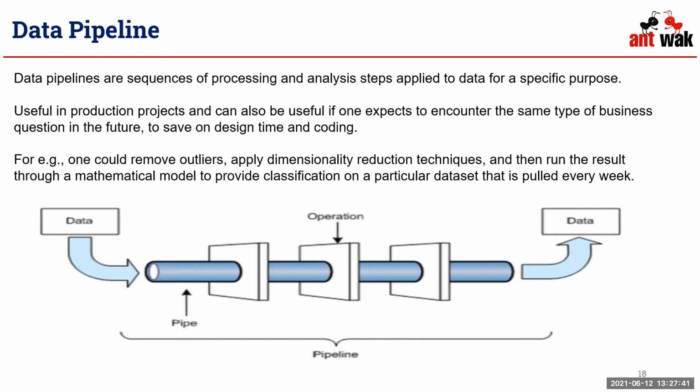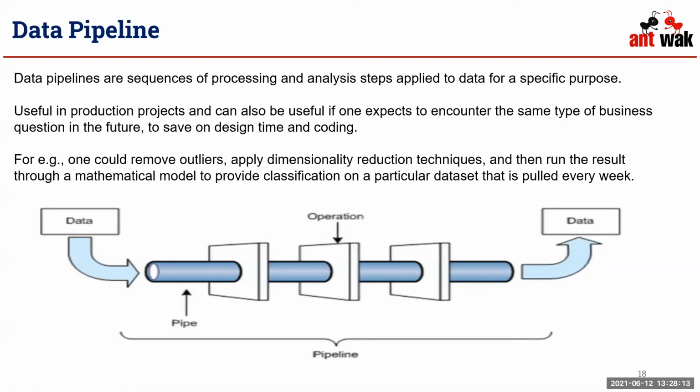So this is the last slide which we have for this walkthrough, which is the data pipeline. A data pipeline is just a step-by-step process to create or analyze your data for a specific purpose, and one operational block can be an input to another data pipeline as well. For example, one could remove outliers, apply dimensionality reduction techniques, and then run the result through a mathematical model to provide classification on a particular data set.